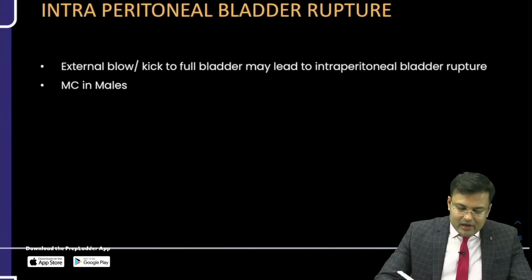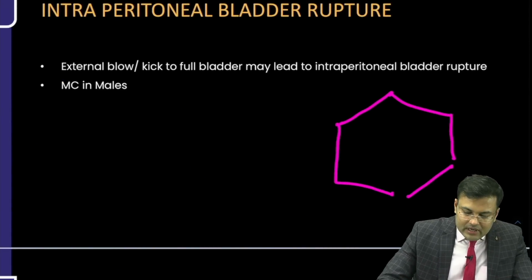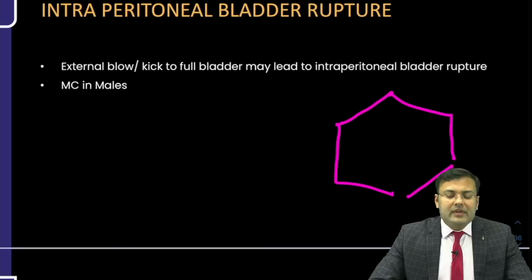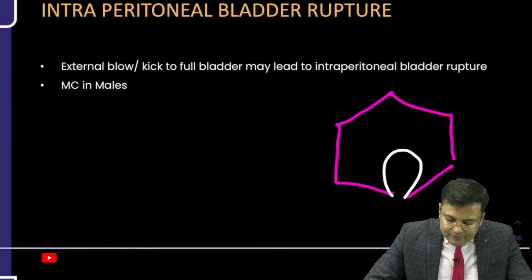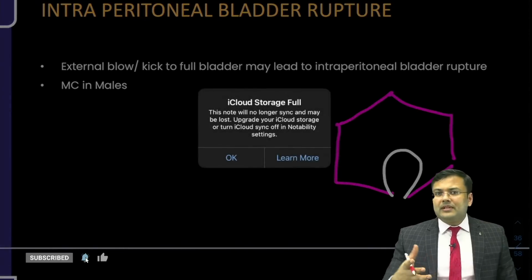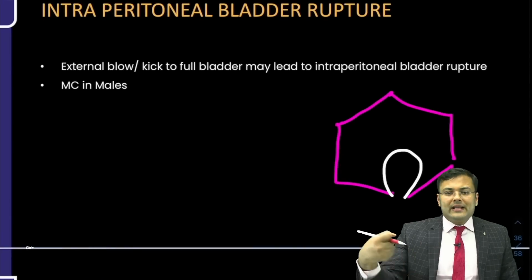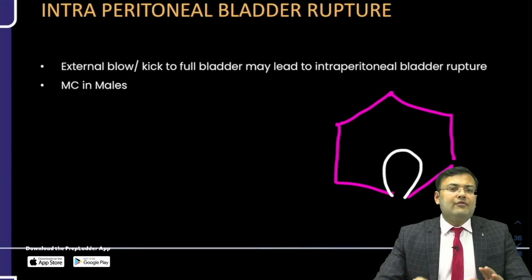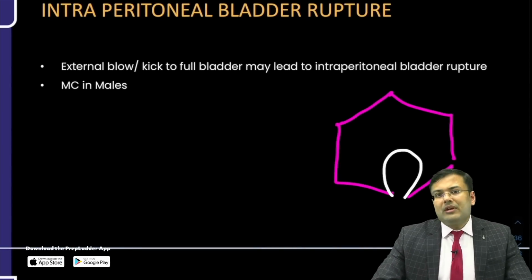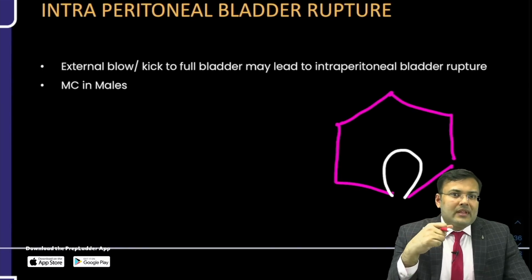Now you tell me, what's the cause of intraperitoneal bladder rupture? There is one prerequisite. What? The bladder should be full. For intraperitoneal bladder rupture, the bladder should be full. Clear? An external blow or kick to the full bladder leads to intraperitoneal bladder rupture. It means it occurs when your bladder is full.